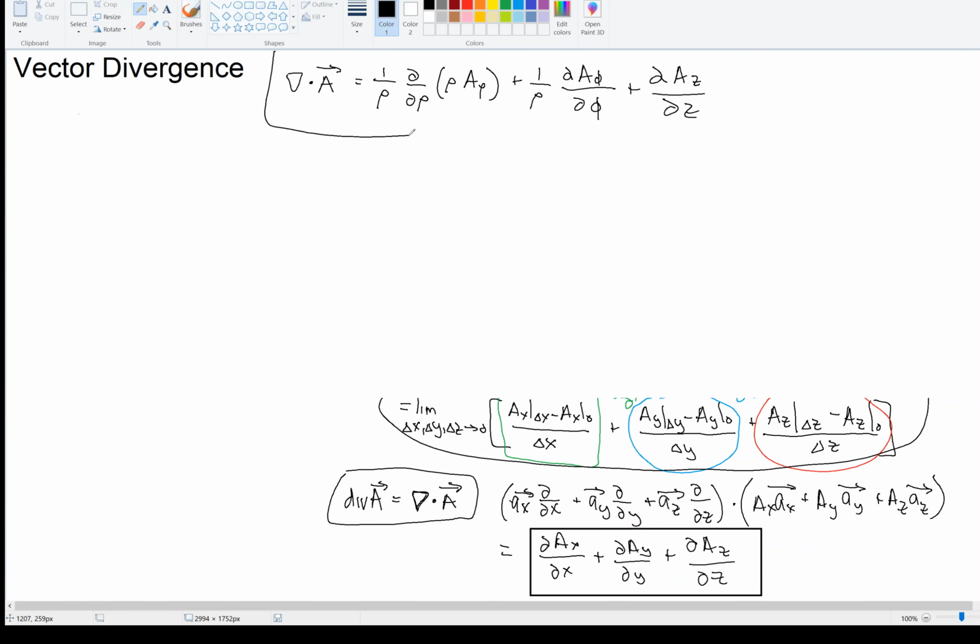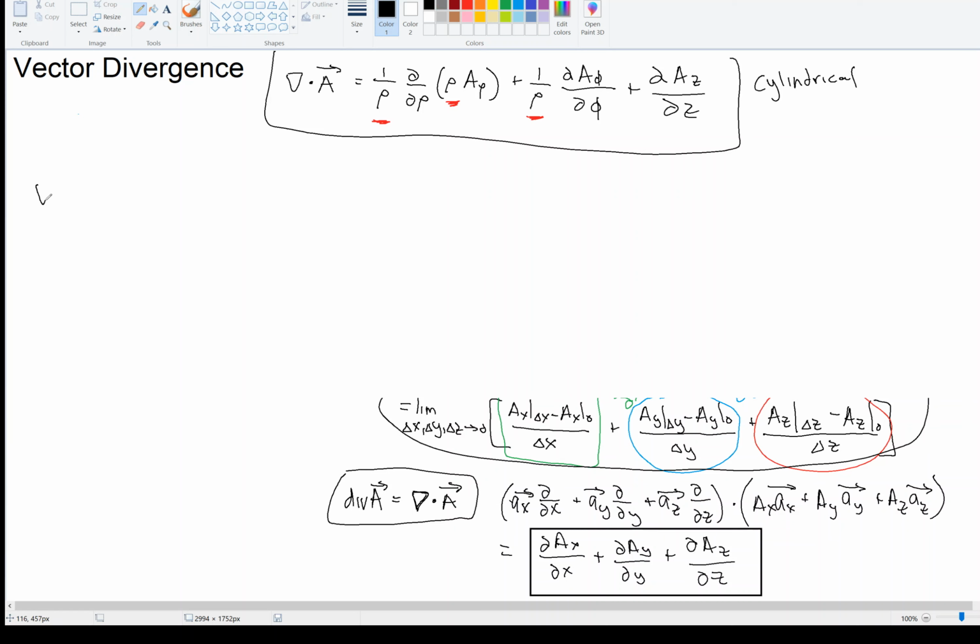So here is the divergence in cylindrical. Okay, so just some things to be concerned with here. Notice there's a rho there, and then a 1 over rho there, 1 over rho here, and then the z is as you'd expect, because the z doesn't change when you go from Cartesian to cylindrical.